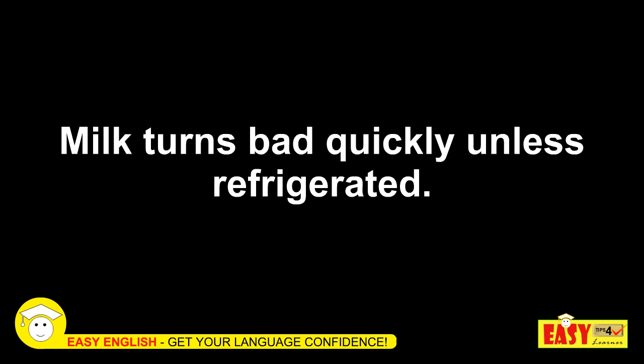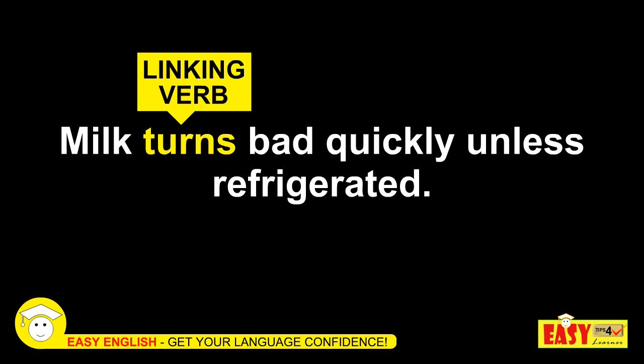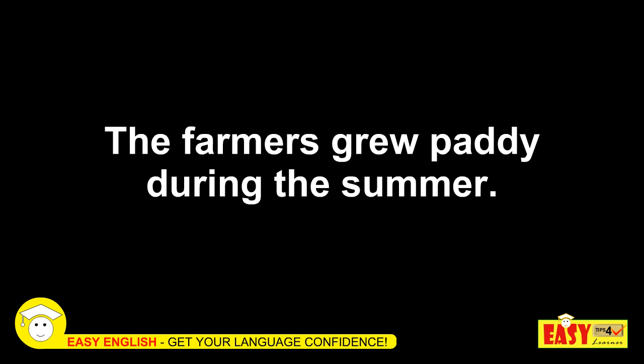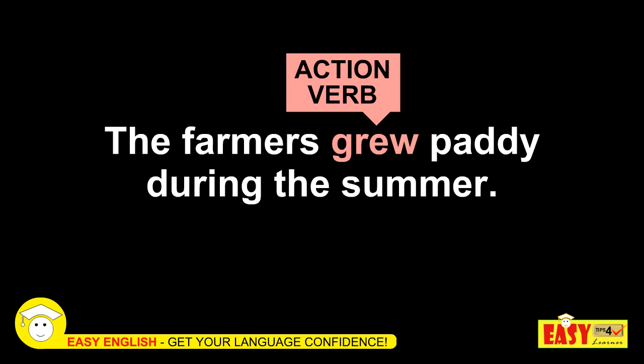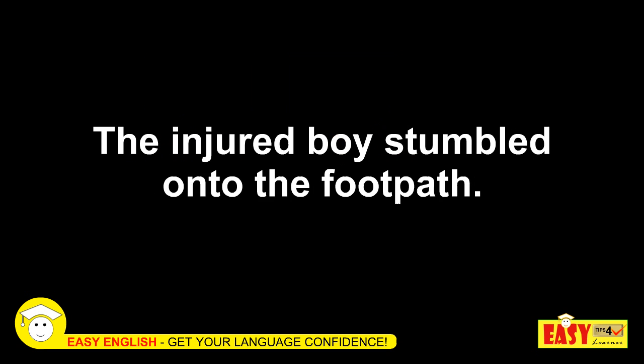Milk turns bad quickly unless refrigerated. So what is the role of the verb turns here? It's a linking verb. The farmers grew paddy during the summer. The verb grew is an action verb. The injured boy stumbled onto the footpath. So what is the position of stumbled here? It is an action verb.